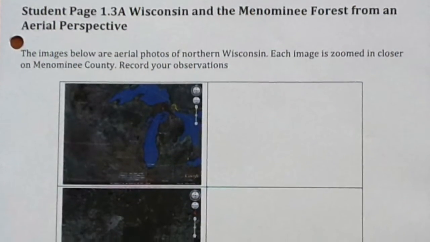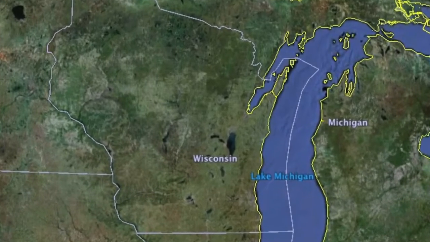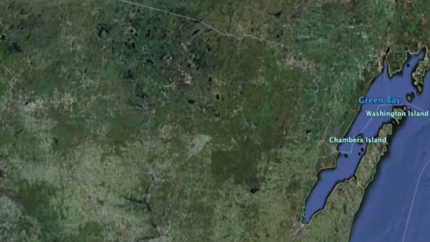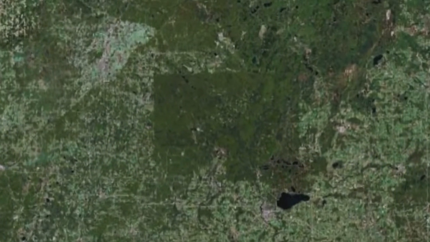For the third lesson in the unit, teachers lead students through a sharing and a reading of stories about their place. And this is where the guiding question for the unit actually comes out. Also, taking a step back from their personal stories, students will look at satellite images of Wisconsin, and then central northern Wisconsin, and then specifically Menominee County. They're asked to make observations and notice the patterns that they see as they're looking at these images.